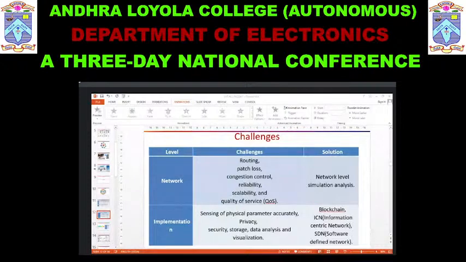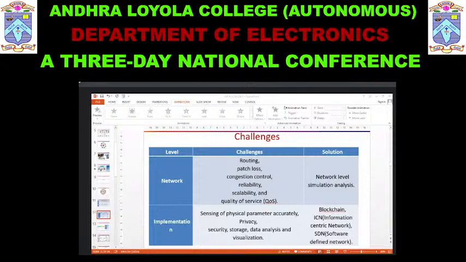Generally in IoT systems, all the researchers go directly for the implementation. But here, initially, we simulated the IoT network. From the simulation, we identified the best routing topology and less path loss, and we also improved the reliability of the network. We used Network Simulator 3 for that.